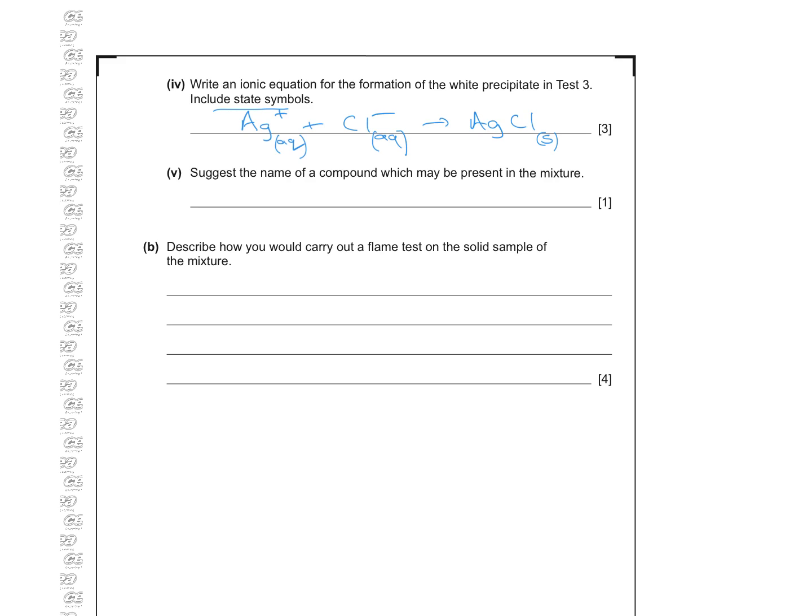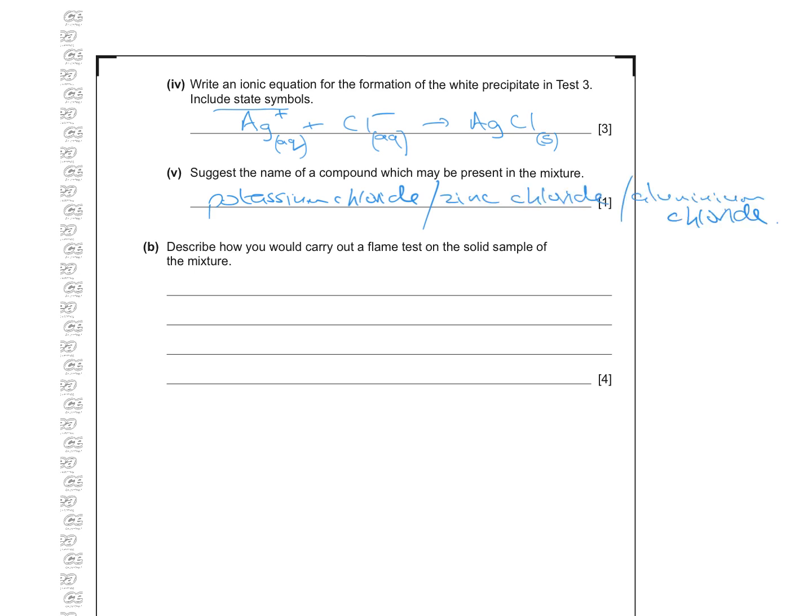Suggest the name of a compound which may be present. Well, we had identified from the lilac flame that there's potassium ions present, and then the sodium hydroxide solution indicates it could be zinc or aluminium ions present. And then we know from the silver nitrate reaction that there's a chloride. So what you could put is potassium chloride or zinc chloride or aluminium chloride.